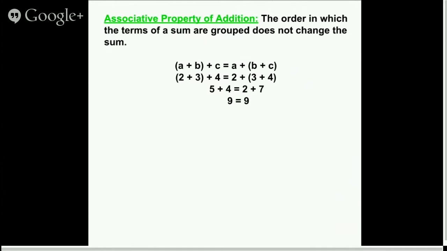The next one that is important is the associative property of addition. You can group pieces of it together, and it doesn't matter how you group them. You could group A and B together. You could group B and C together. Either way, you'll still get the same answer. There's a mid step here. So 2 plus 3 is 5, plus 4 is 9. Or 3 plus 4 is 7, plus 2 is 9. So either way, you get 9.